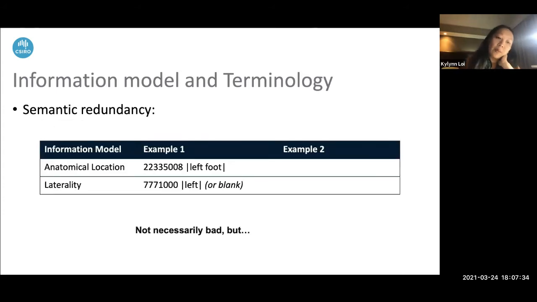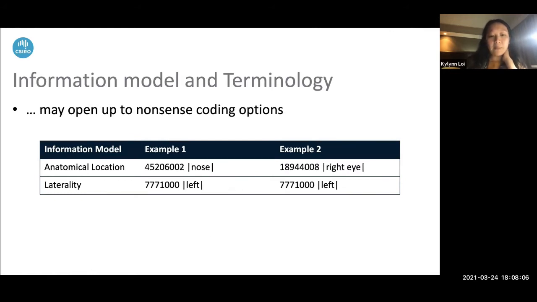The other thing to be aware of with information models and terminologies is that sometimes you get semantic redundancy, where information is repeated between different fields. For example, in this one with the anatomical location and the laterality field, we've got left foot as the body site, and an additional field for laterality, which we've filled in as left or blank, which isn't a problem in itself. Or you could split that out to left and foot.